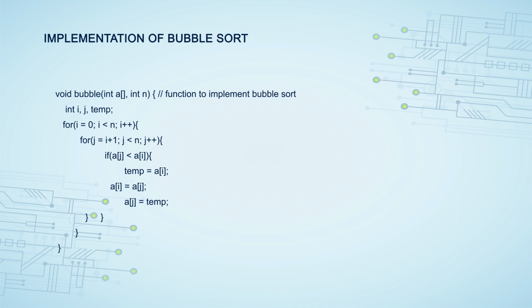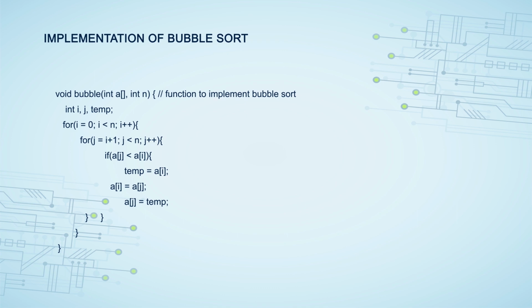After that I have taken one loop that starts from 0 to n minus 1, and inside this loop another loop, that is the j loop, where j starts from i plus 1, j less than n, j plus plus. This is another loop inside the i loop.